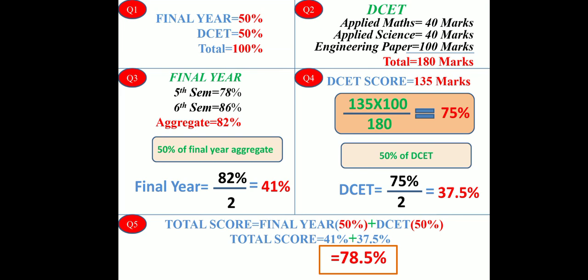That 41% you cannot change, because whatever score you have scored in 5th sem and 6th sem, that becomes your final year percentage.